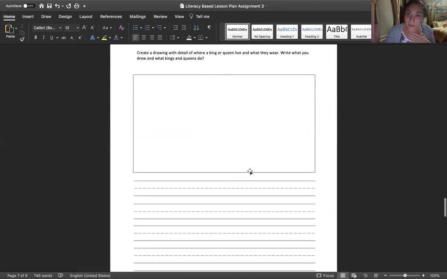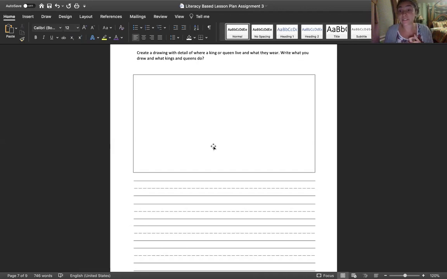And then they're going to draw it right in here. And then they're going to write what they drew and what kings and queens do. So again, tying back the vocabulary word, kings and queens rule the land and rule the people that live in that land. Or just, as basically, kings and queens rule.